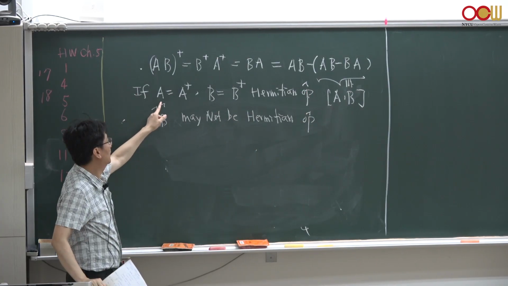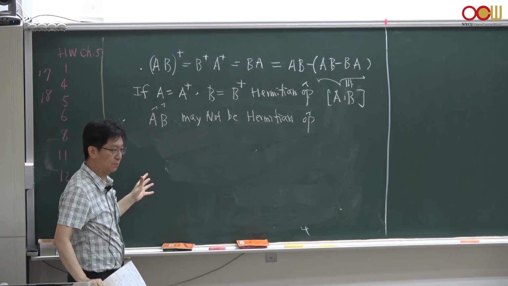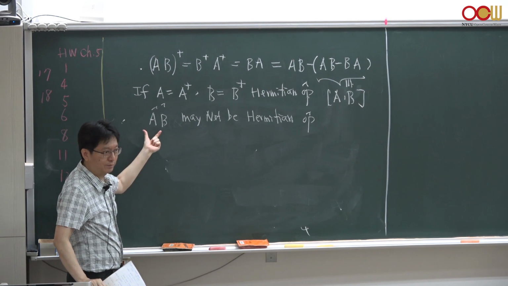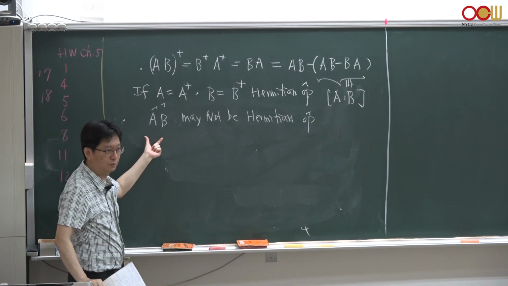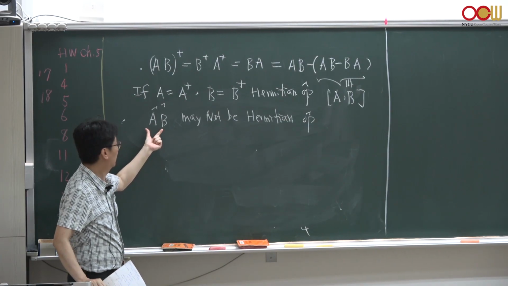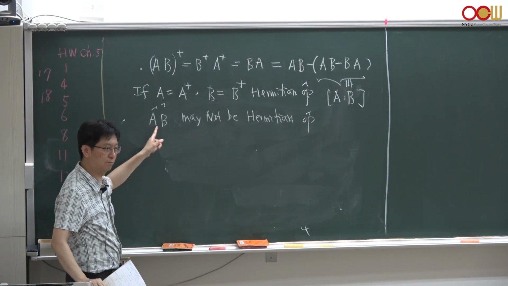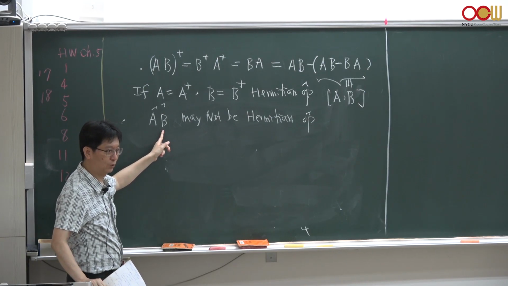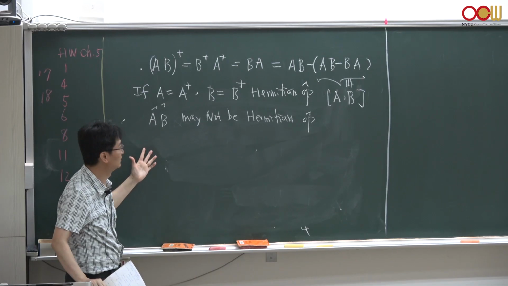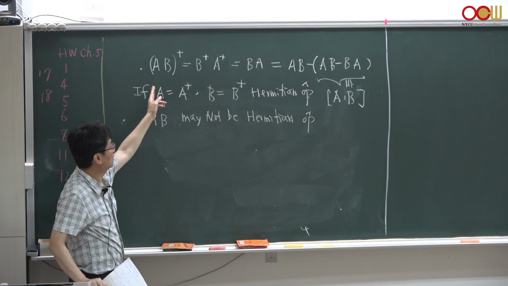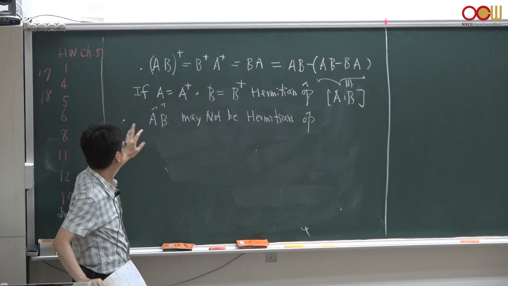If you know that A and B are Hermitian operators on their own, and you make a product between A and B, you may guess that this operator AB is also Hermitian because A is Hermitian and B is Hermitian. But the truth is that no, they are not necessarily Hermitian. So let's just prove this statement.